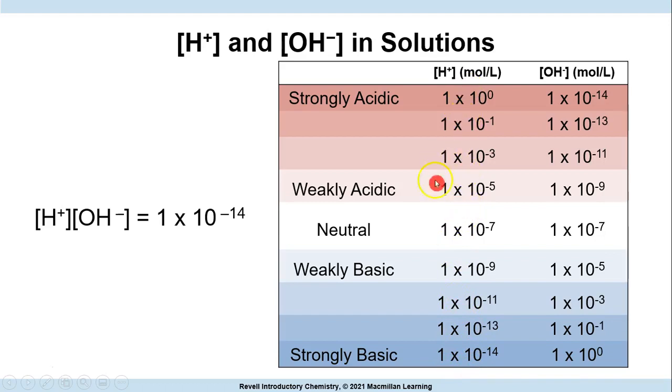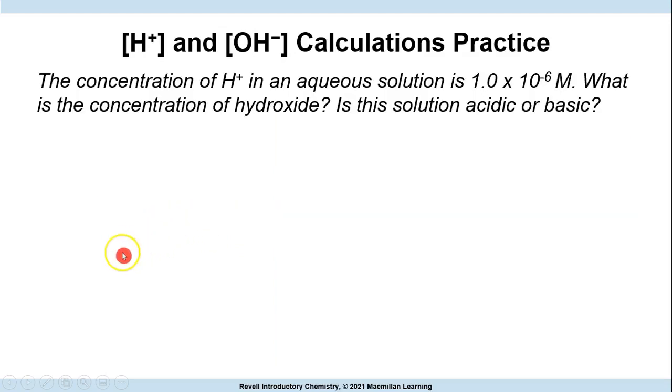Remember, the product of the hydrogen ion concentration and the hydroxide ion concentration must always give you 1 times 10 to the minus 14. We are going to be using this in calculations, so make sure it stays in your brain. Now, let's look at this practice problem. The hydrogen ion concentration in an aqueous solution is 1.0 times 10 to the minus 6 molar.